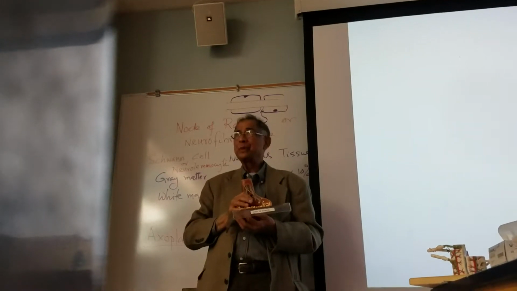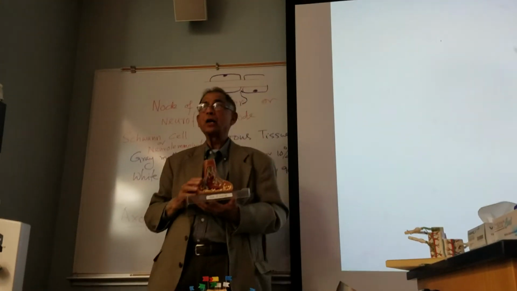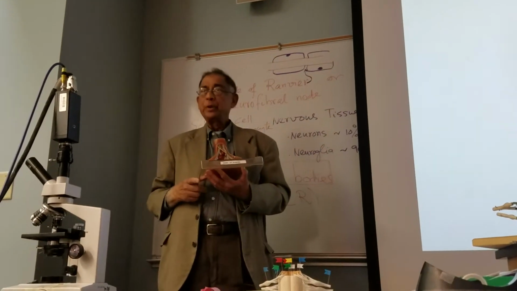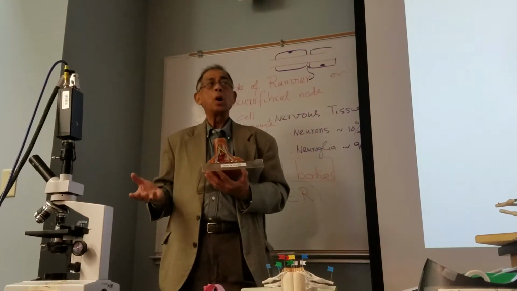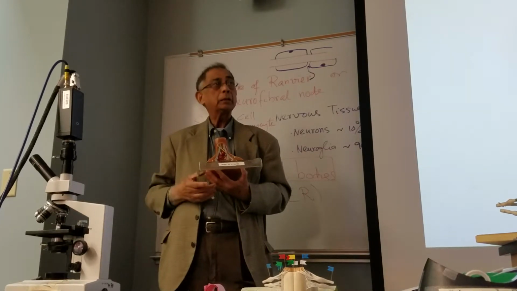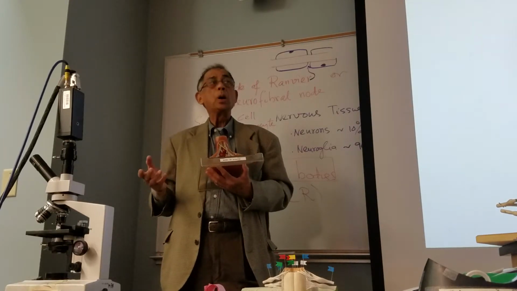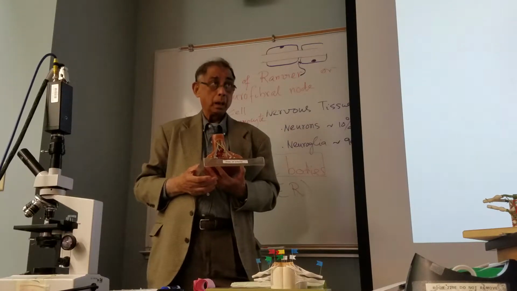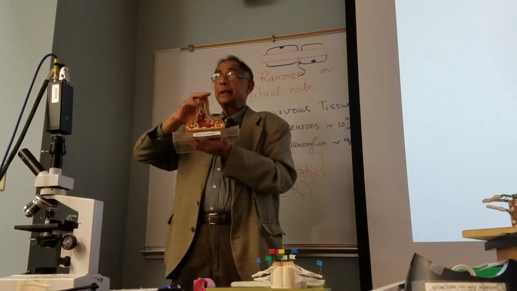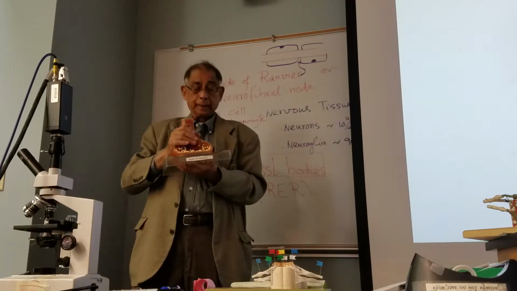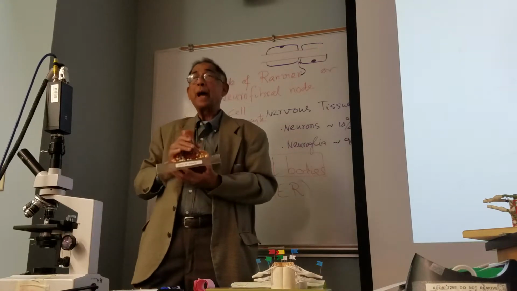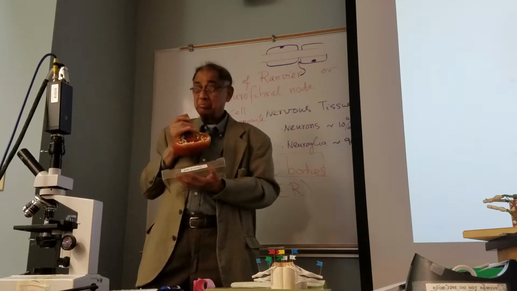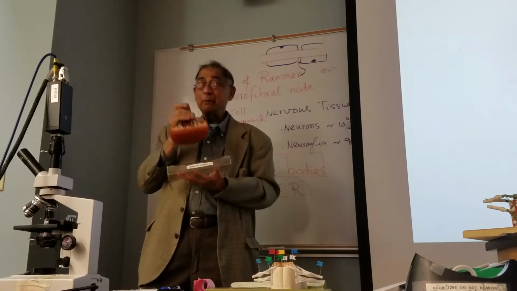What is a synapse? A synapse is a functional junction between neurons, or between a neuron and a muscle cell, or between a neuron and a gland. Okay? This is a part of a neuron, from the axon terminal, and this is called the synaptic end bulb.